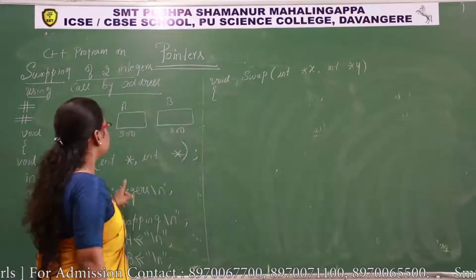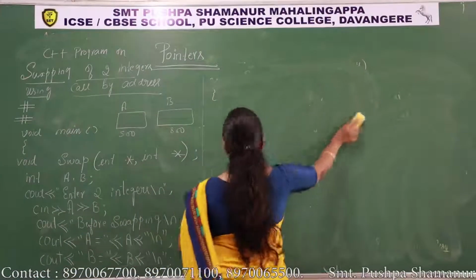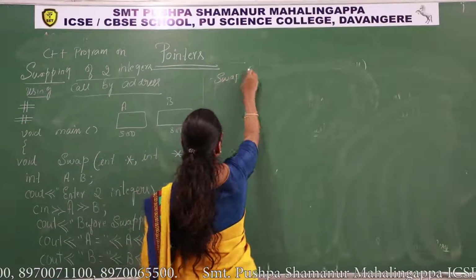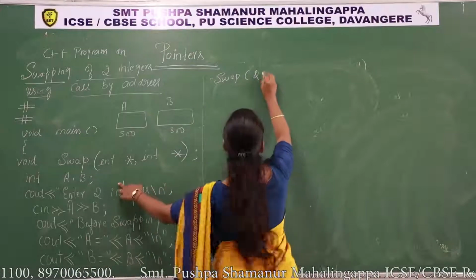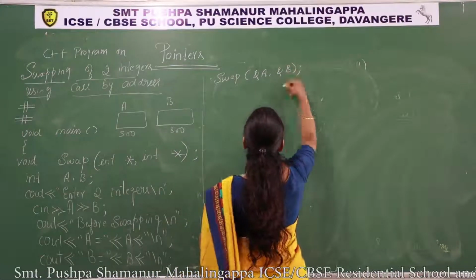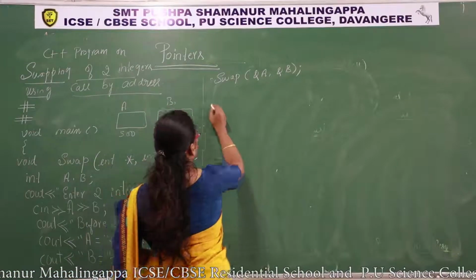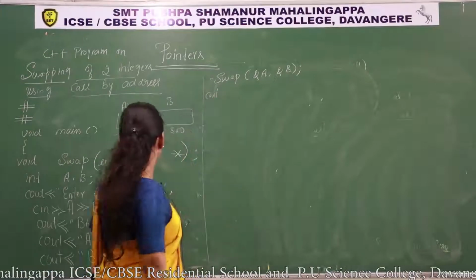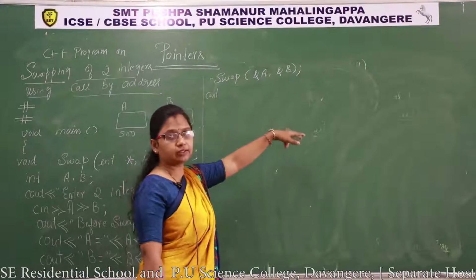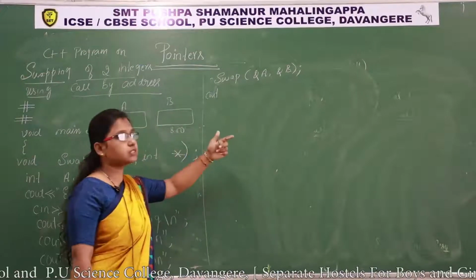We have to call the function first. swap ampersand a comma ampersand b. So this is the function call. To this function I am passing the address of a and the address of b. When you call this function, it will execute, and in that function the values will be swapped. Further we have to write that function.